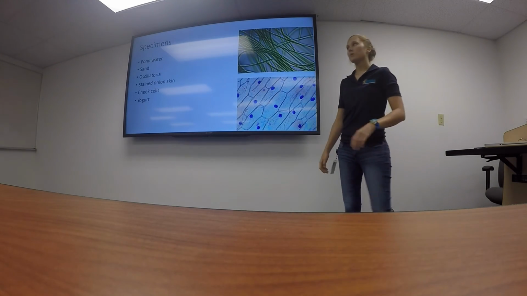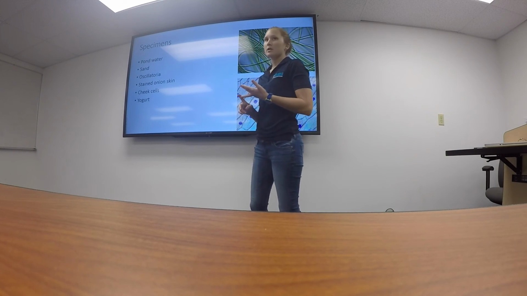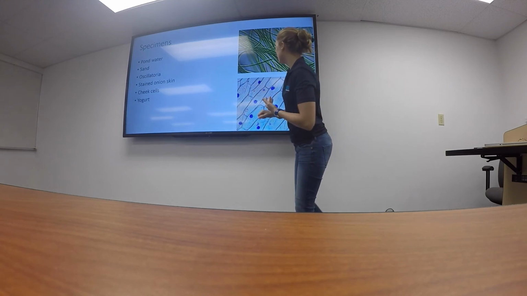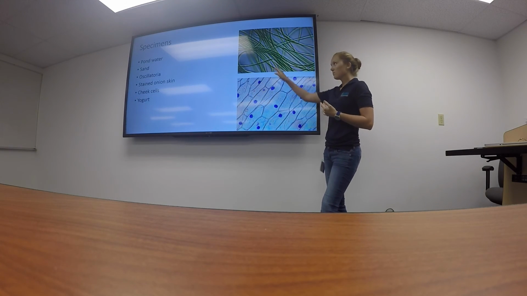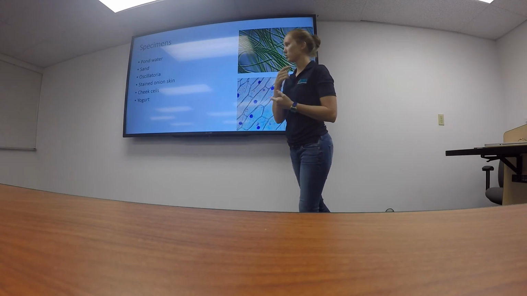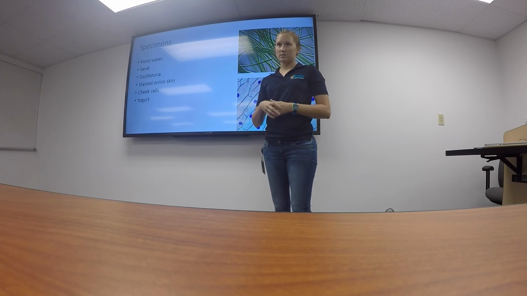So the specimens that we're going to look at today are pond water, sand, and Oscillatoria, which is a cyanobacteria, a photosynthetic organism. We have a stained onion skin. This is Oscillatoria, by the way. And we are going to work with our cheek cells, which will be fun. And then also yogurt.